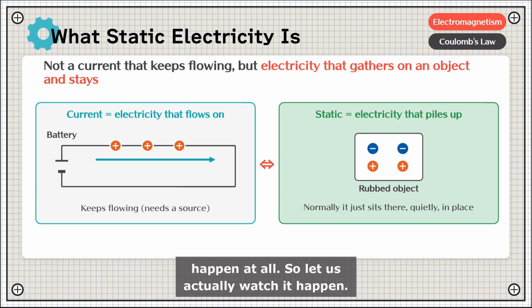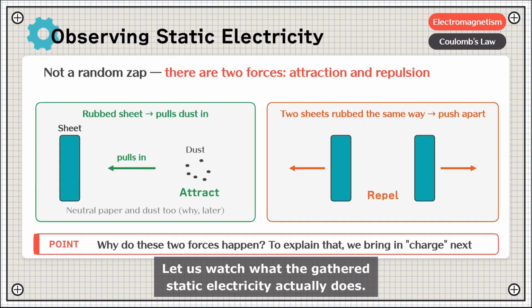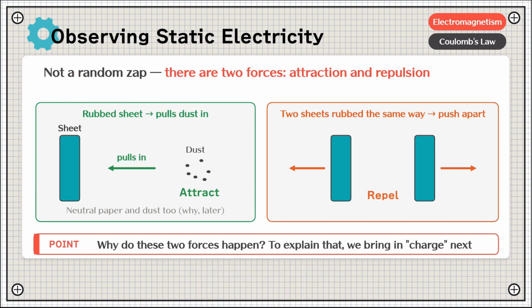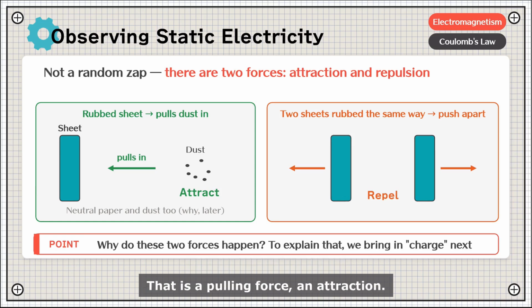So let us actually watch it happen. Let us watch what the gathered static electricity actually does. Rub a plastic sheet against your hair or a sweater. The sheet will then pull in small scraps of paper and dust. That is a pulling force, an attraction.